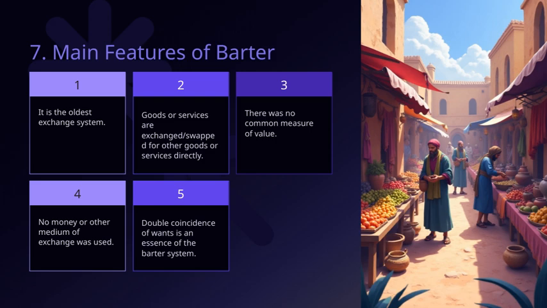The barter system relies heavily on a double coincidence of wants, meaning both parties had to want what the other had to offer, which could be quite limiting. Importantly, there was no use of money or any other medium of exchange. Everything was exchanged directly. Goods or services were swapped directly for other goods or services, making it a very straightforward but sometimes inefficient system. This system is actually the oldest form of exchange used by humans, and understanding its features helps us appreciate why the evolution toward money and more advanced systems was so necessary. It sets the foundation for the development of more sophisticated economic exchanges.